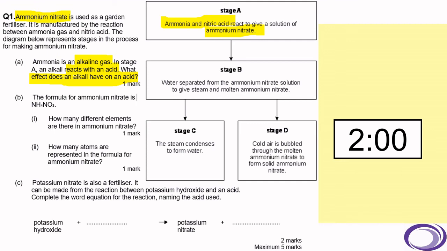The formula for ammonium nitrate is NH4NO3. How many different elements are there in ammonium nitrate and how many different atoms are represented in the formula for ammonium nitrate? Potassium nitrate is also a fertiliser. It can be made from the reaction between potassium hydroxide and an acid. Complete the word equation for the reaction, naming the acid used.